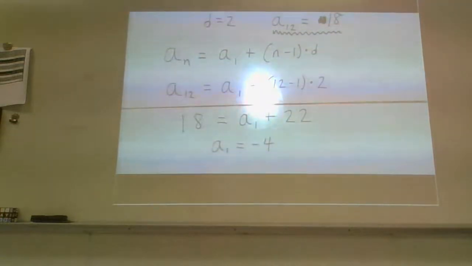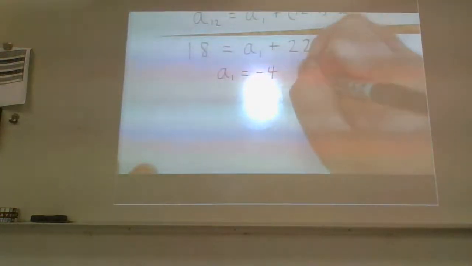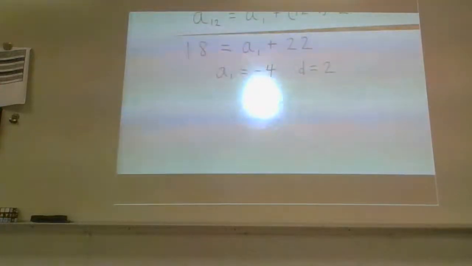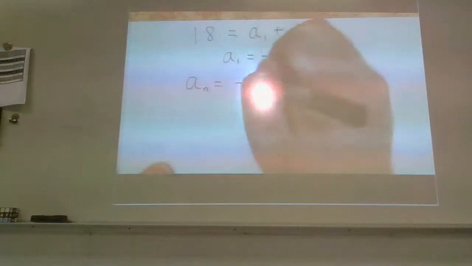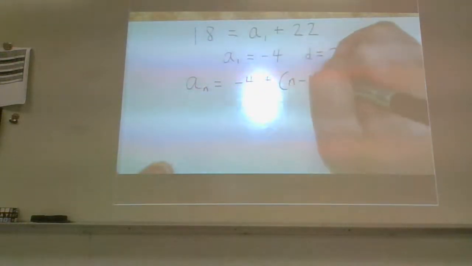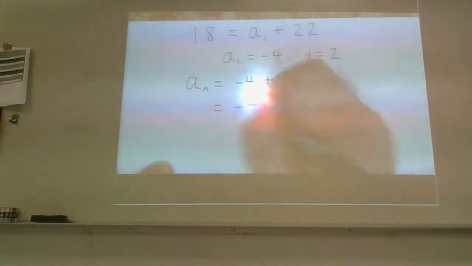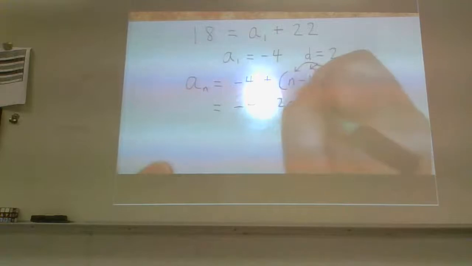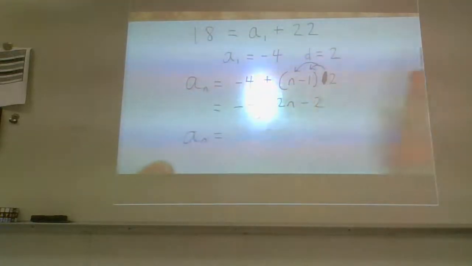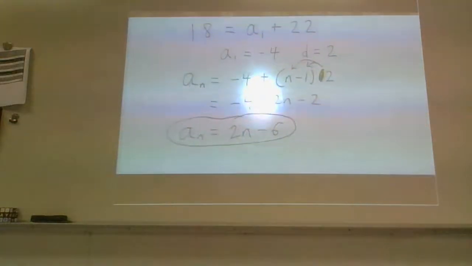I still have to solve for the rule for the nth term. But now that I have my first term and my d, which they gave me, I can just simply do this. I know my first term, and I know my d. I'm going to distribute, and I'm going to get, oh, I know what d is. It was a 2. I don't know why I wrote a d there. There we go. Plus 2n minus 2. And now I get my general rule.